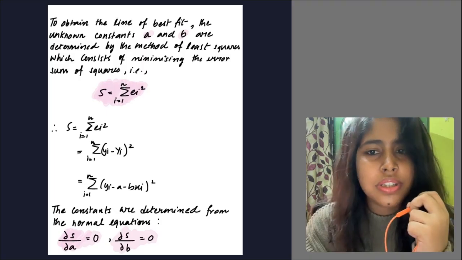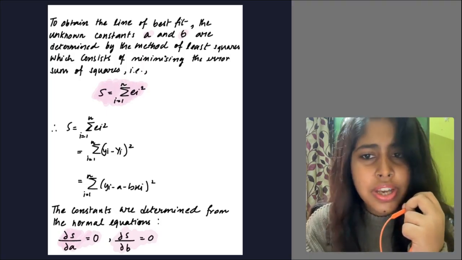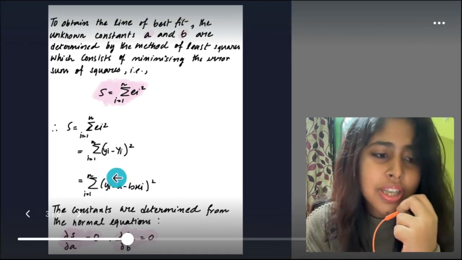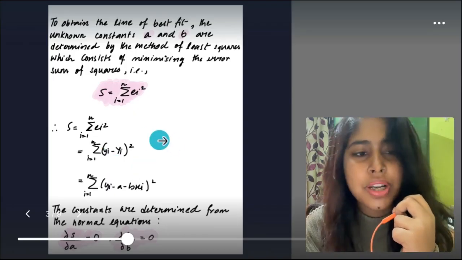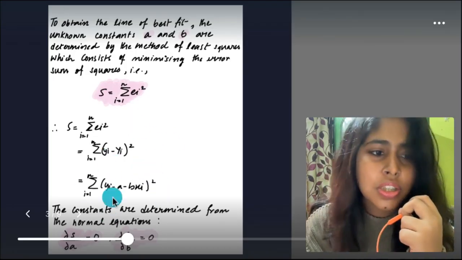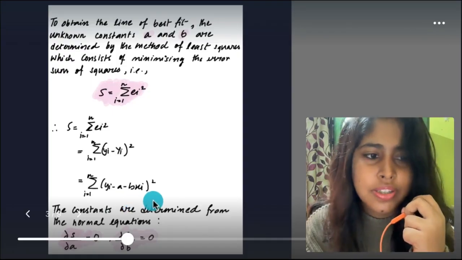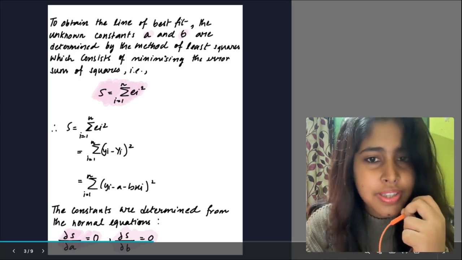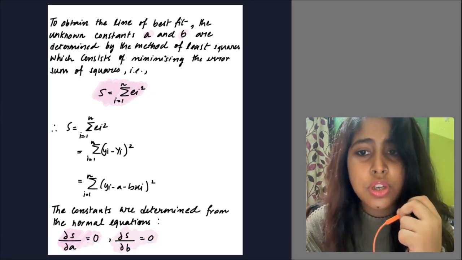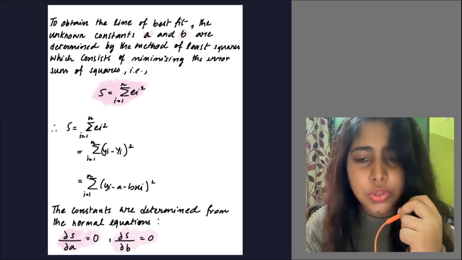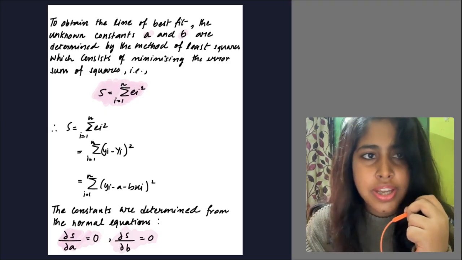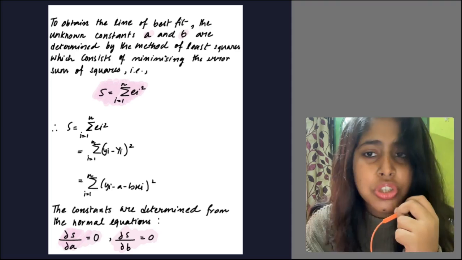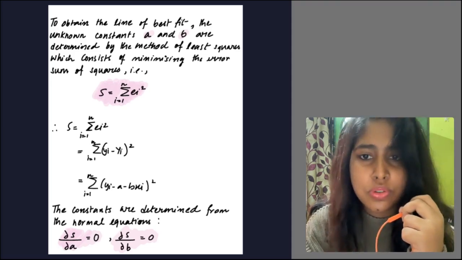Okay. Now, see, S equals summation ei square, which again equals summation of small yi minus capital Yi whole squared, which equals summation of yi minus a minus bxi whole squared. Here the constants a and b are what we want, to minimize S. To do that, we take the partial derivatives of S with respect to a and b and set them to 0. These are called the normal equations. As you can see here, the partial derivative of S with respect to a equals 0 and the partial derivative of S with respect to b equals 0.